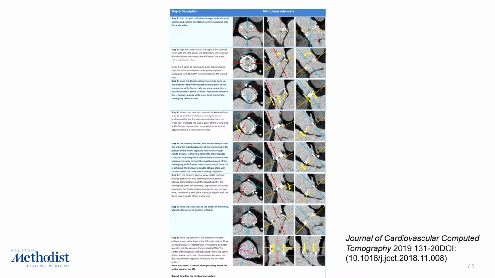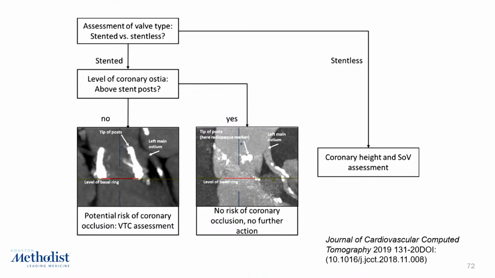VTC distance to left coronary ostium, and then you do the same thing for the right coronary ostium here. And then usually it's 4 to 6 millimeters. If it's more than 4 to 6 millimeters, then it carries a low risk of coronary ostial obstruction when you put in that TAVR valve in the bioprosthetic valve.